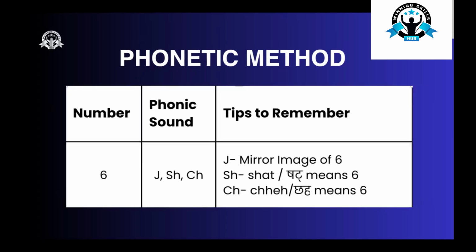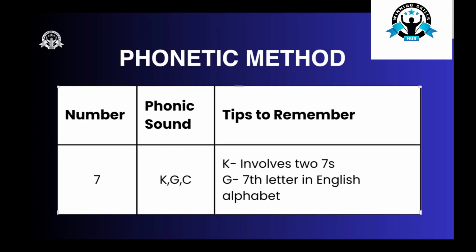For number 6, we have the phonic sounds J, SH, CH. J is the mirror image of 6. SH, CH means J, right? So that's why we can easily remember 6. And for 7, we have the phonic sounds K, G, C, right? G is the 7th letter in English, right? Mostly we use C for building the peg images or peg words.